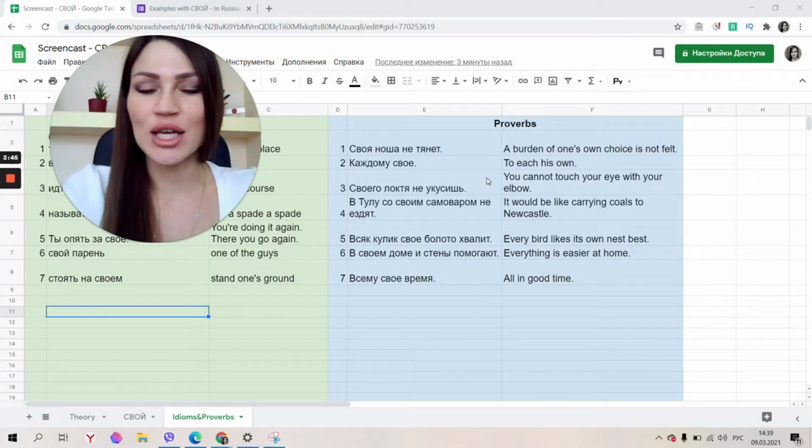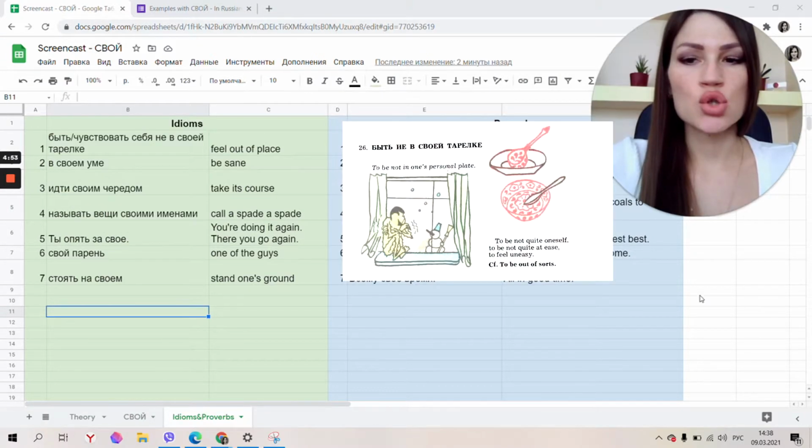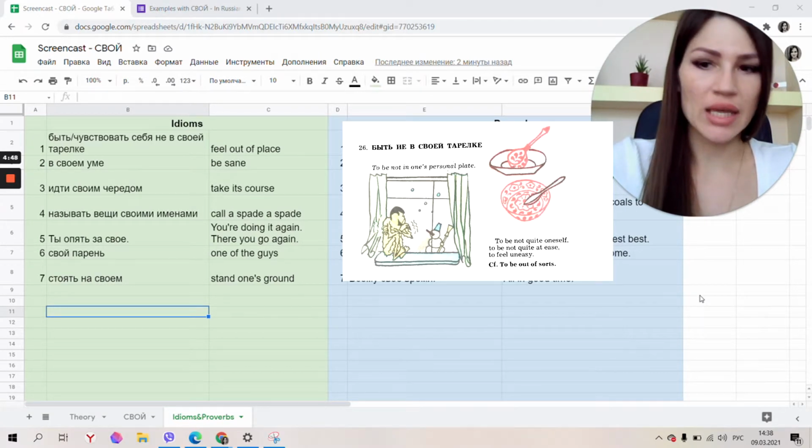С его подругой, with whose girlfriend, Jack met his girlfriend or Jack met Peter's girlfriend. And literally in Russian we say you can't bite your elbow. Быть, чувствовать себя не в своей тарелке. Feel out of place.